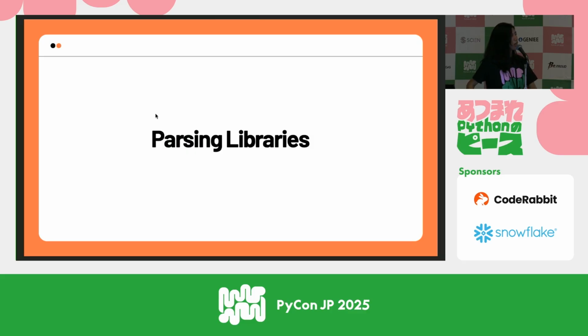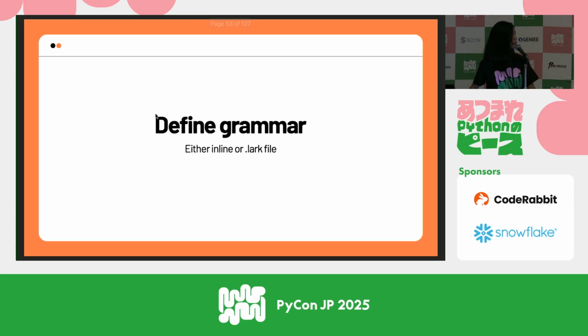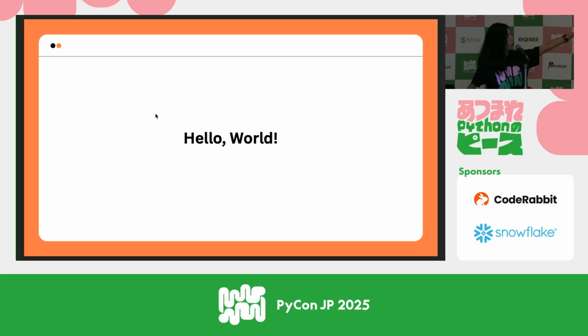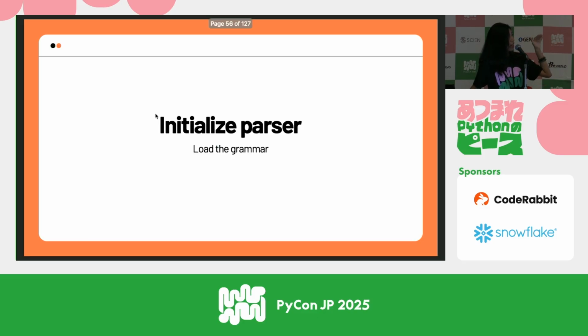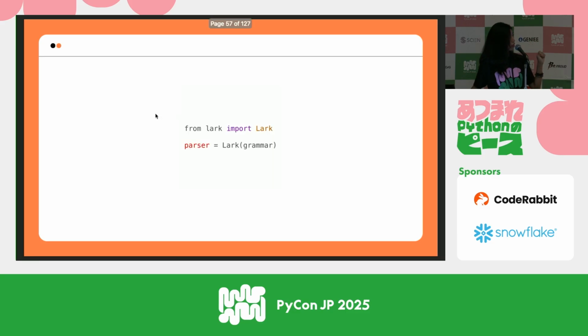I'm going to talk about some of the libraries that I found. One is Lark, where to use Lark, you basically define a grammar. Let's say this is hello, comma, word, and exclamation mark. This is how you define a grammar file in Lark. And then you load that grammar into your parser. After that, you parse the input like this. And it's broken down, it returns the tree structure.